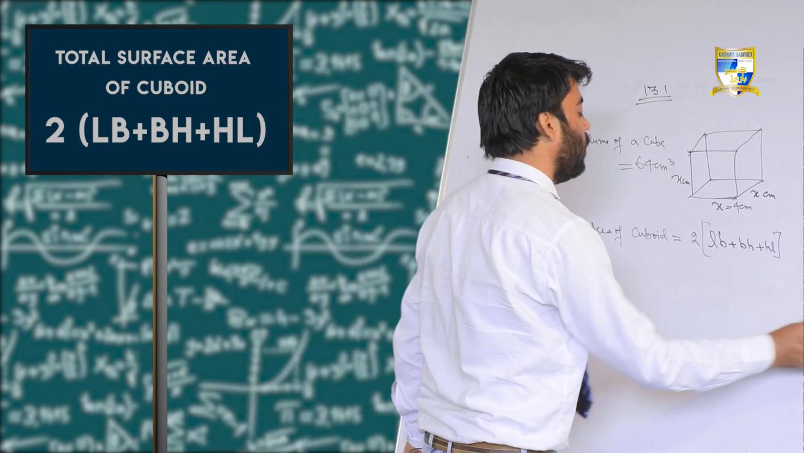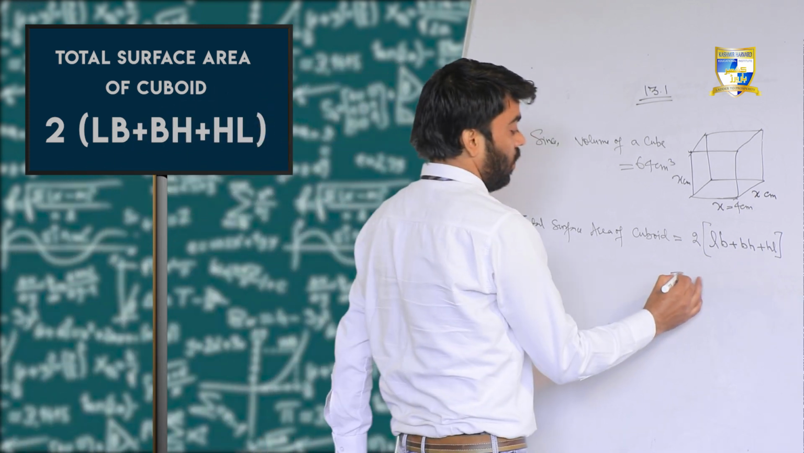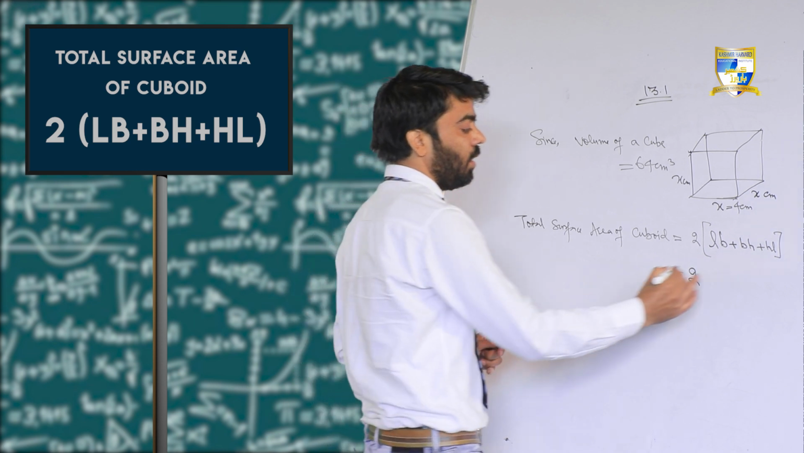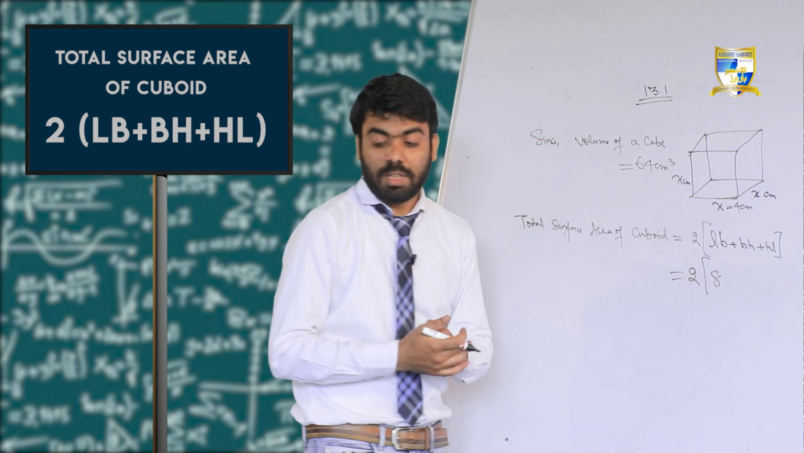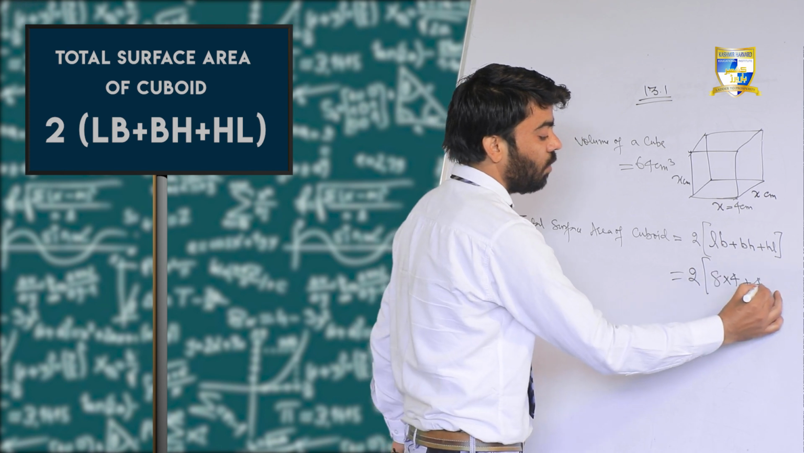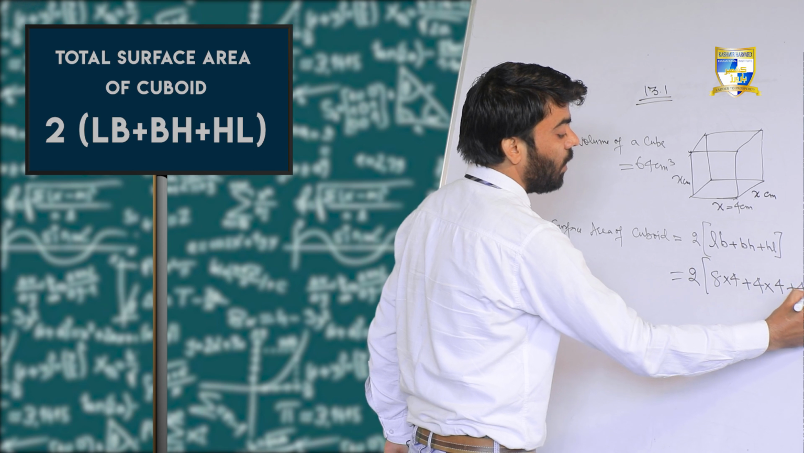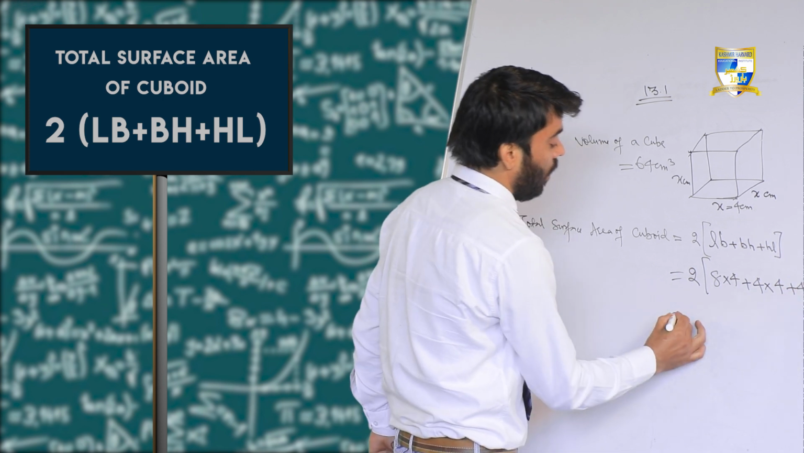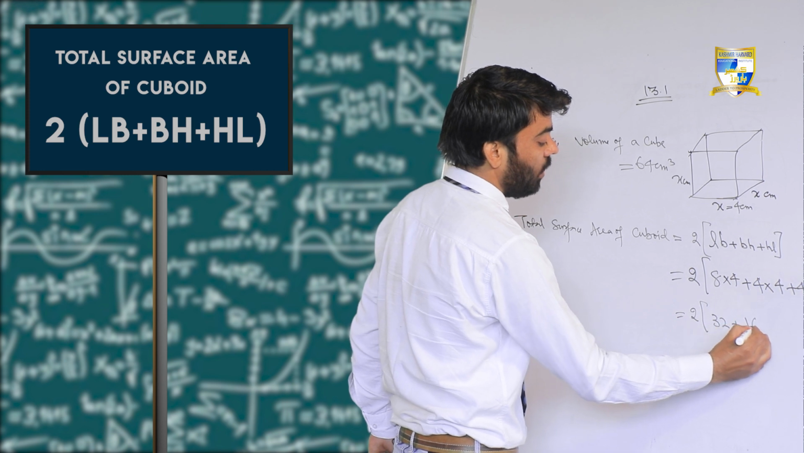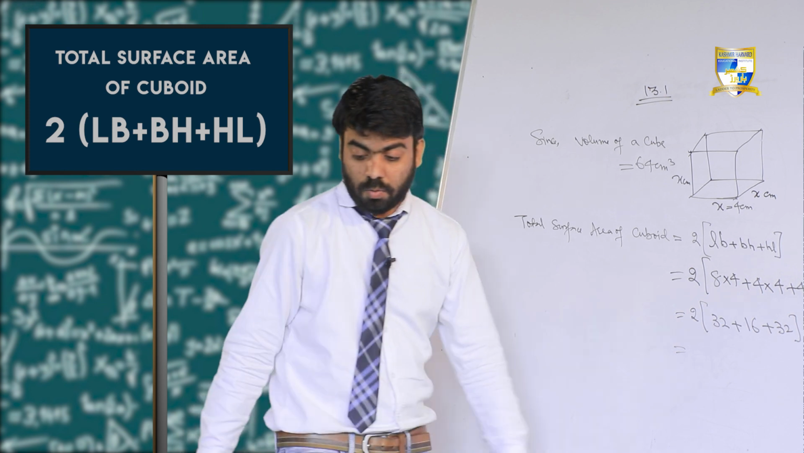So what we have to do now? Just put the value and get the answer. So we conclude that length is not 4, length is 8. So it is 8. What is the breadth? It will definitely be 4. Plus breadth times height, it is 4 times 4. Plus height times length, it is 4 times 8. 4 8s are 32. Plus 4 4s are 16. Plus 4 8s are 32. Clear?